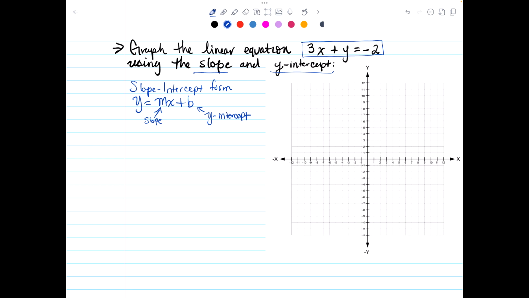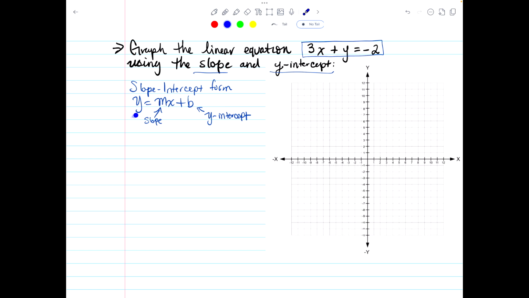Our y-intercept is always the point on the y-axis. So whenever we see the value that takes the place of b, that's going to be a point on the y-axis. And the slope tells us which direction to go from the initial point, which is going to be on the y-axis, from the y-intercept.